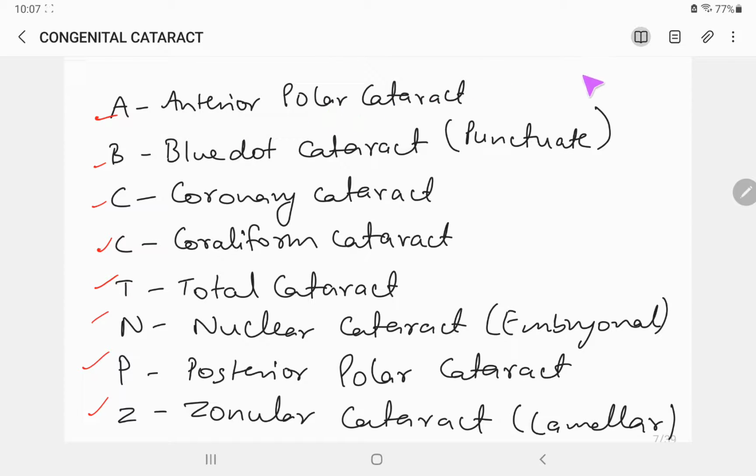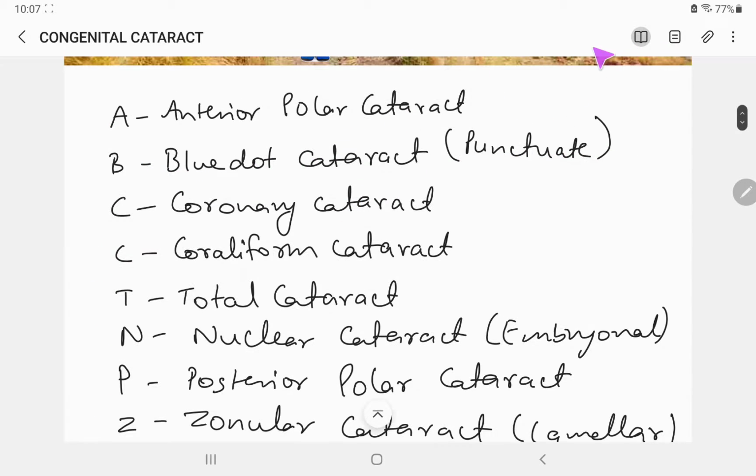So A means anterior polar cataract. B means blue dot cataract, also known as punctate cataract. C includes coronary cataract, and the other C is coraliform cataract. We'll read about it later.